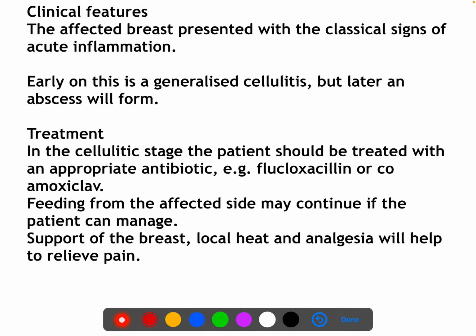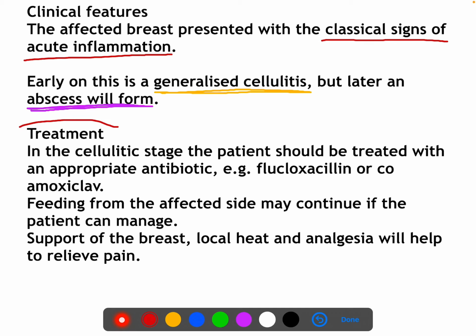The clinical features. The affected breast presents with the classical signs of acute inflammation اللي هي swelling, pain, redness, hotness and loss of function، بحيث الفانكشن مال البريست أكثر شيء lactation، فيكون because of the severe pain فحتى ما يصير loss of function. Early on this is a generalized cellulitis but later on an abscess will form. يعني أول ما يبدي الماستايتس يبدي بسلولايتس، later on يتحول السلولايتس إلى abscess formation.